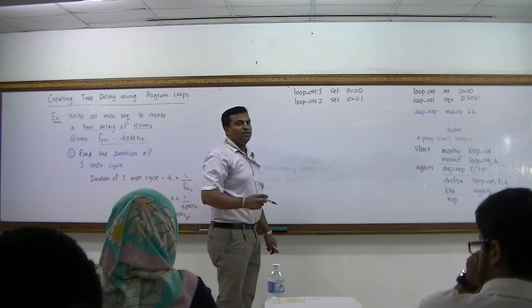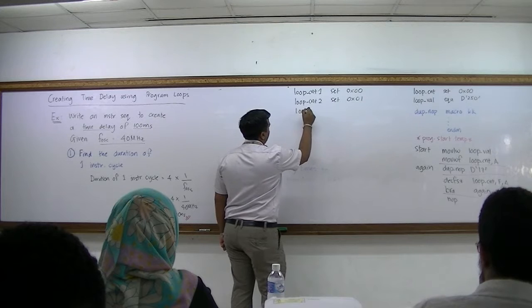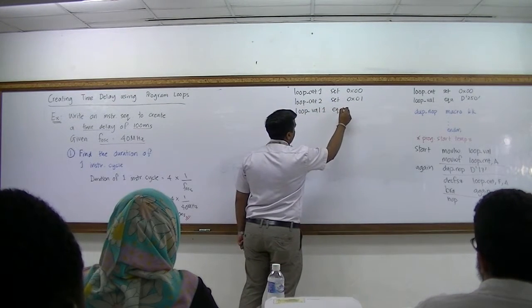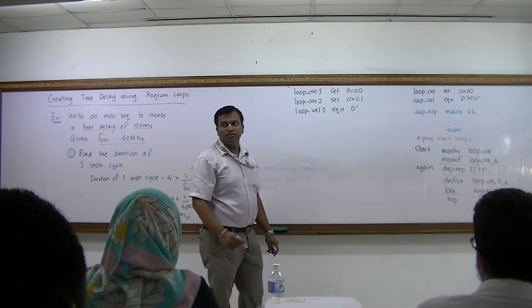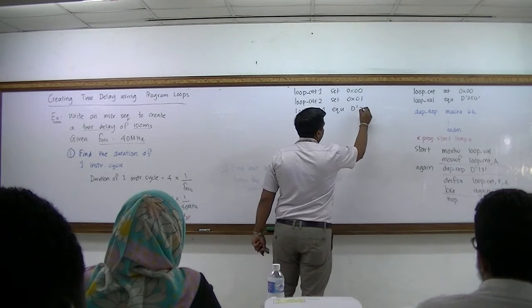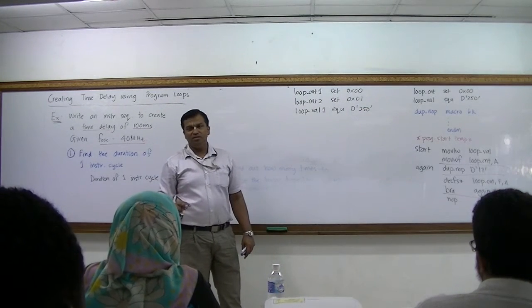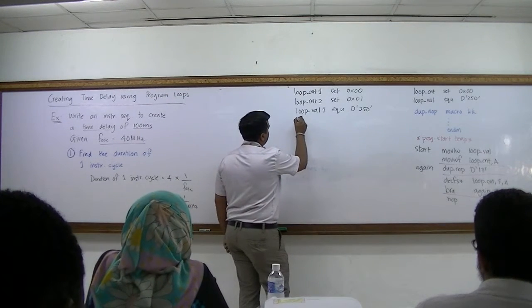Assigning to the second loop counter, and then you need to have loop value 1. What should be the value of the first loop count? 250. Actually, it doesn't matter, 250 or 200. Doesn't matter. Looping means it multiplies. And then the second one?